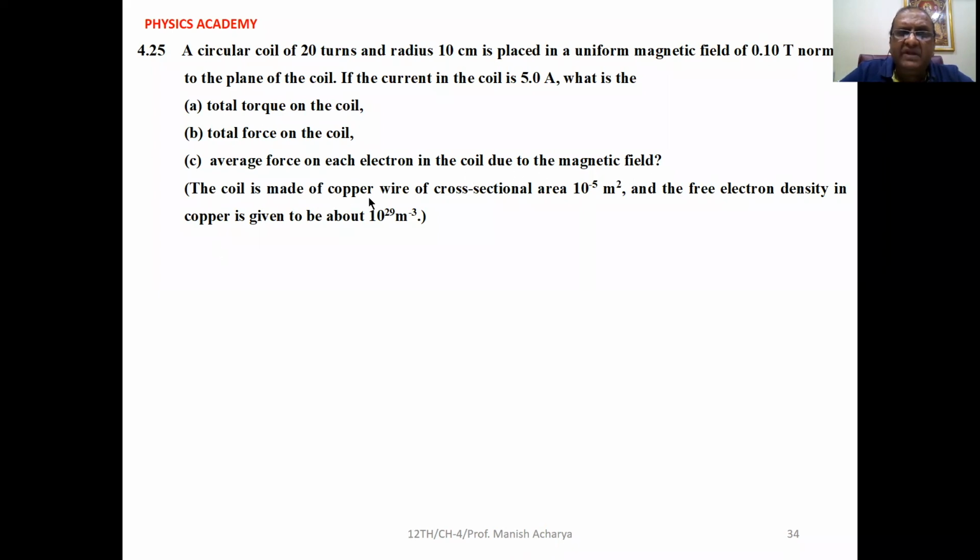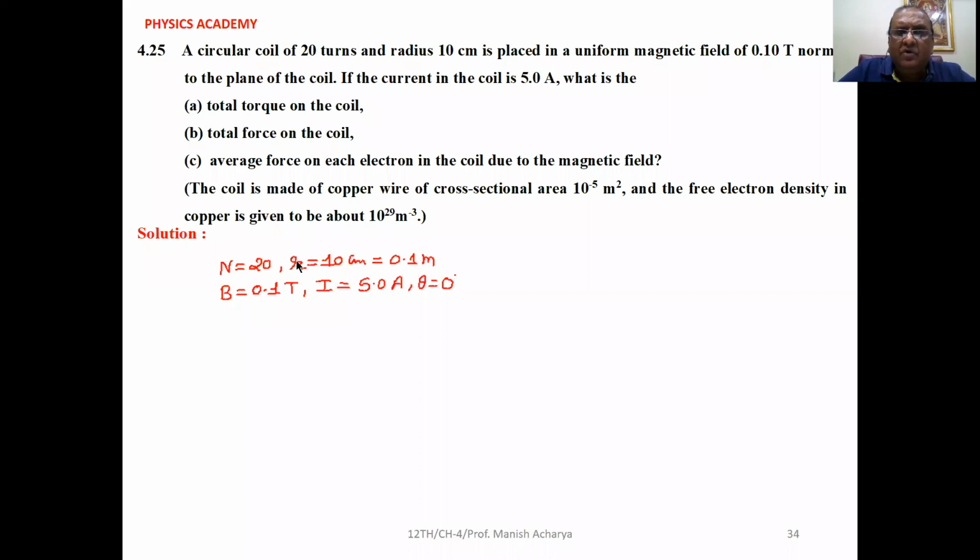The coil is made of copper wire of cross-sectional area 10 raised to minus 5 meter square, and the free electron density in the copper is given to be about 10 raised to 29 per meter cube. Now see, total number of turns given to you in the coil is 20, radius of the coil is 10 centimeter, so that is 0.1 meter, B is 0.1 Tesla, and current through the coil is 5 ampere.